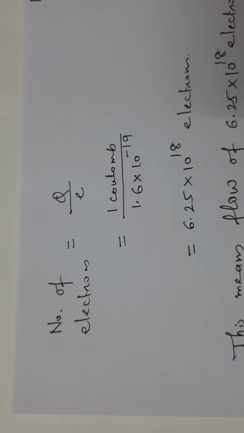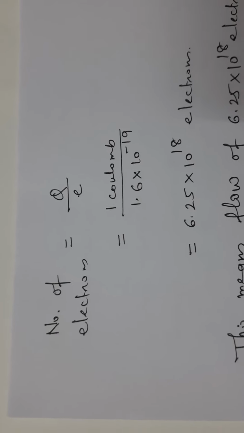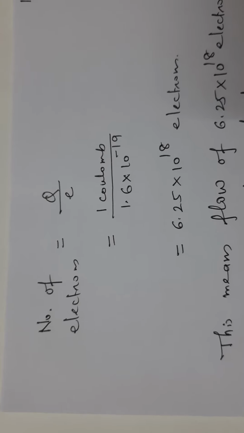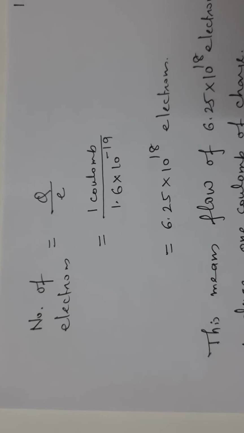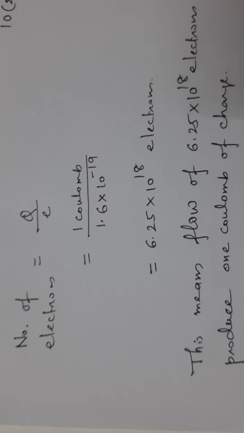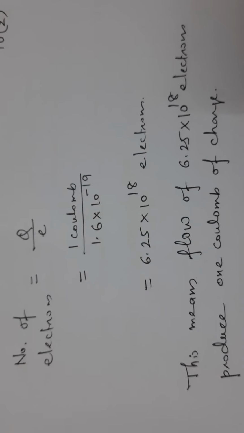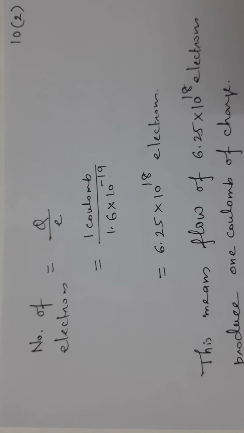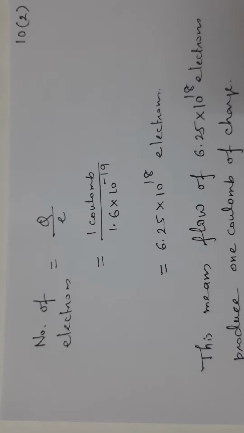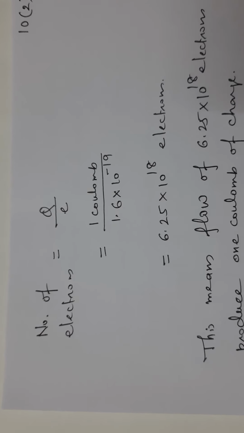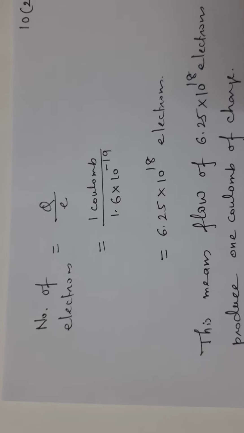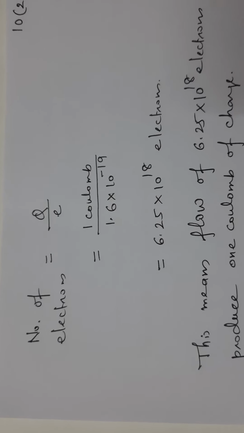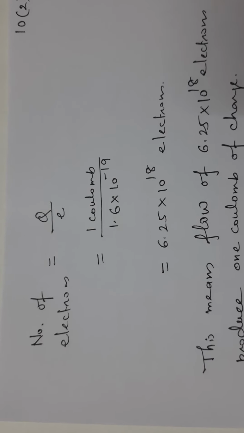If we simplify this, 10 raised to minus 19 comes in the numerator and becomes plus. If we find the ratio of 1 upon 1.6, the final answer will be 6.25 into 10 raised to 18 electrons. Just imagine this value. How big is it? 6.25 with 18 zeros over it, or 625 with 16 zeros. That many electrons together constitute 1 coulomb of charge.